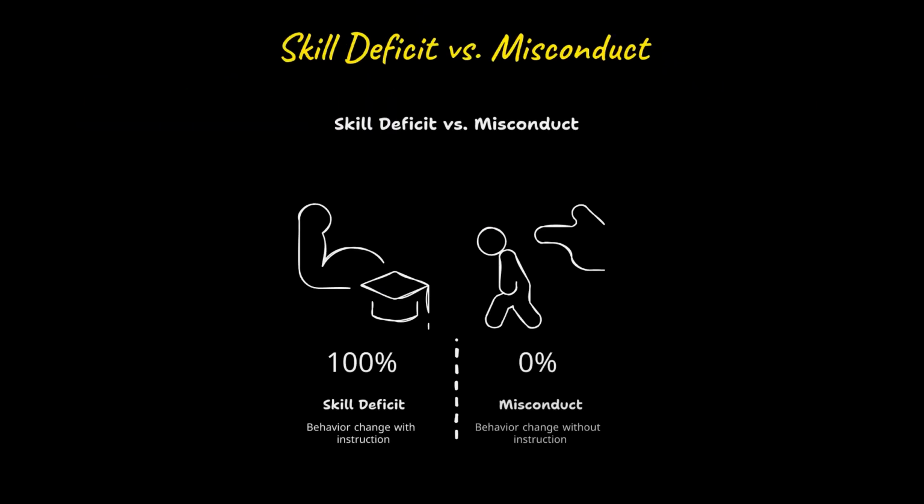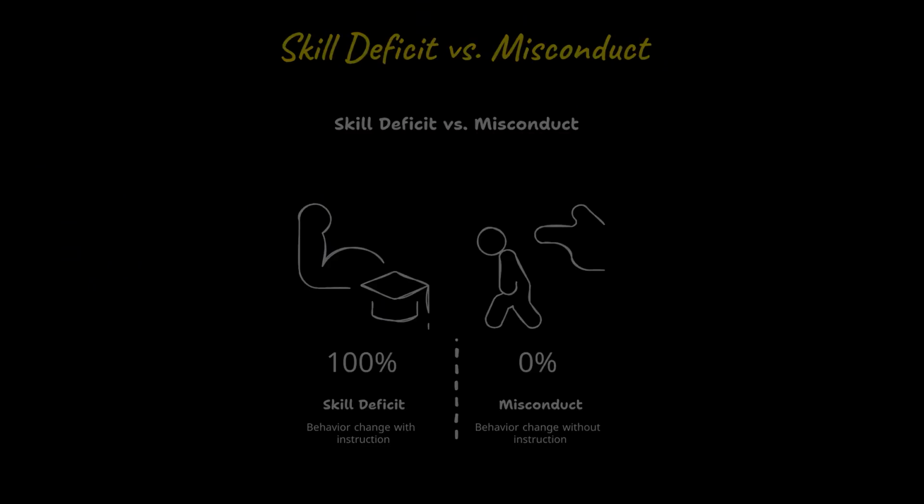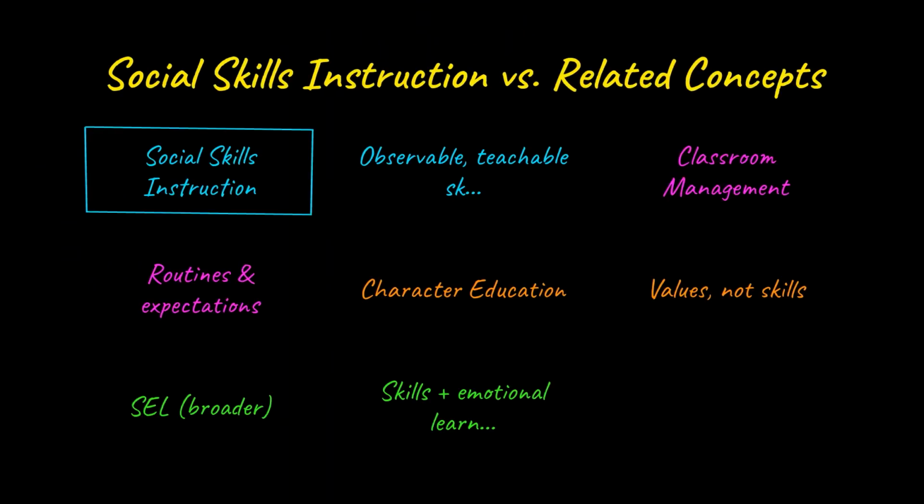When students lack social skills, the resulting behavior can look like misconduct, but it actually reflects a skill deficit. Punishing the behavior without teaching the missing skill does not produce lasting change. Teaching the skill does. A common exam trap is confusing social skills instruction with related strategies.